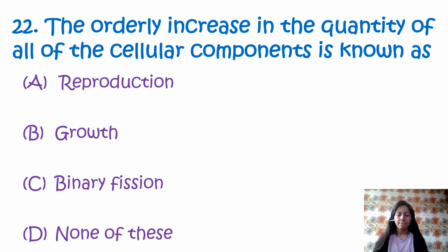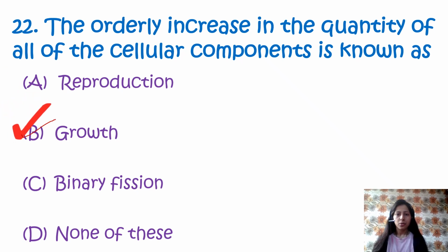Question number 22. The orderly increase in the quantity of all the cellular components is known as option A, reproduction, option B, growth, option C, binary fission, option D, none of these. So orderly increase बोला है. The name is suggesting orderly increase in the quantity of all the cellular components. That will be option number B, that is growth.